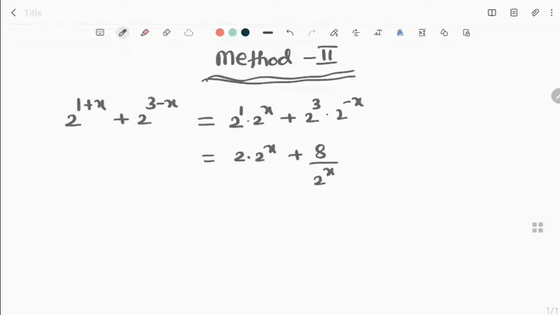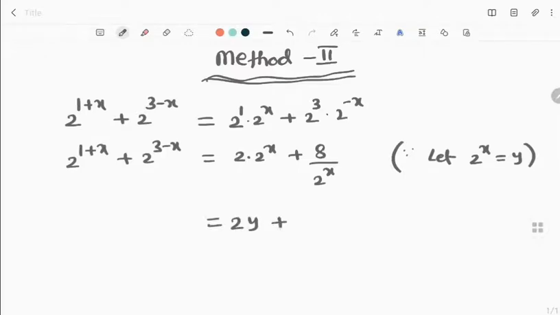If we are assuming 2 power 1 plus x plus 2 power 3 minus x, let us consider 2 power x as y. Therefore, wherever 2 power x is there, you have to assume that y. So it becomes 2y plus 8 by y. Here, in terms of y, that is the reason 2 power 1 plus x plus 2 power 3 minus x, I am assuming that y.